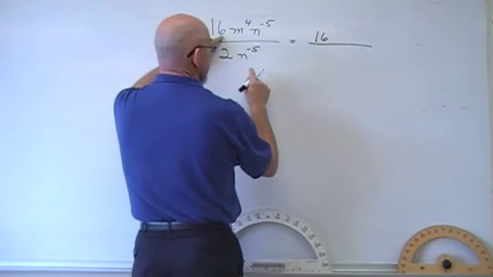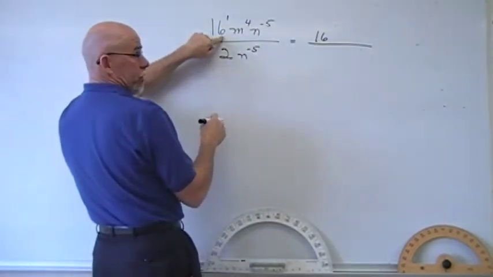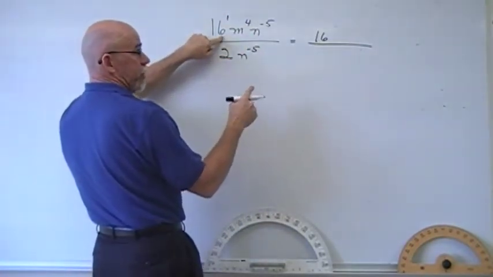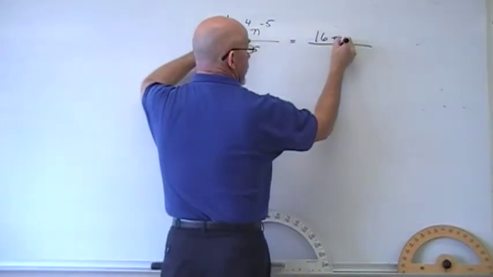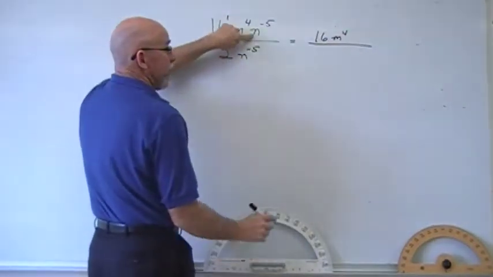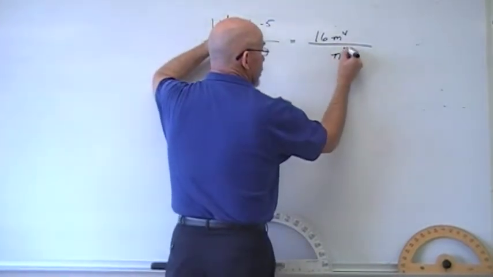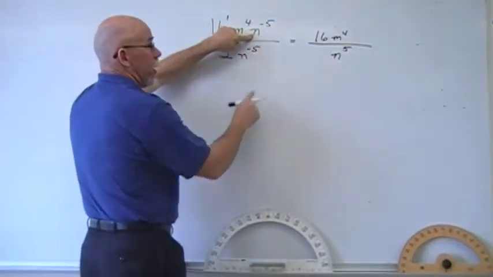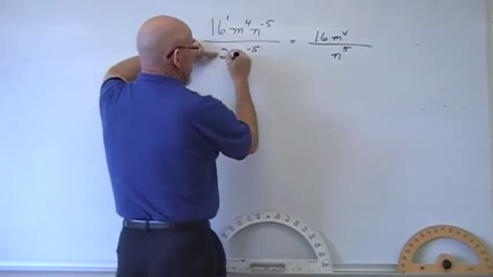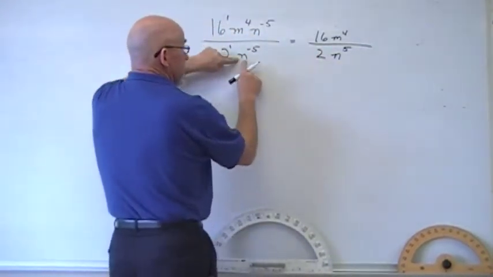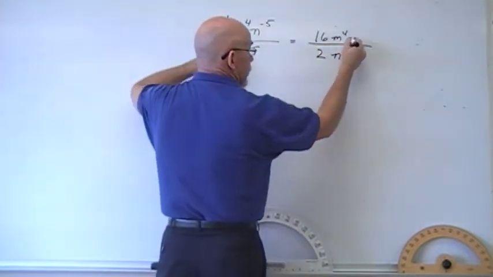Again, the 16 has a power of 1, so I'm going to leave it. Okay, first thing I'm going to do is get rid of negative exponents. It has a positive, so I'm going to leave that base alone. M has a positive, so I'm going to leave that base alone. This N has a negative, so I'm going to flip it or throw it in the bottom. This N to the negative 5, I'm going to flip it and put it in the bottom. This 2 has a power of 1, so I'm going to leave it. This N has a negative 5, so I'm going to throw it in the top.